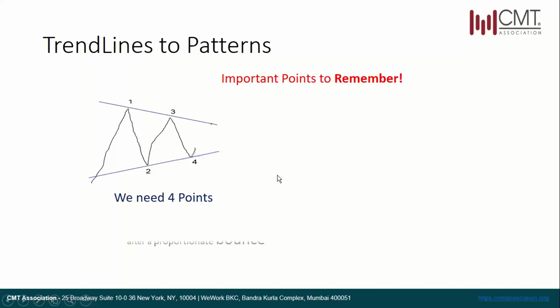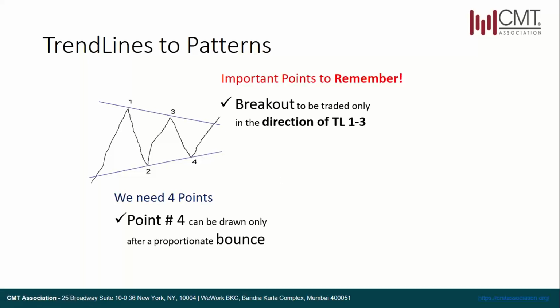Now the other thing is that when it comes to the breakout, just try to remember that normally the breakouts should be found in the direction of the trend line joining points 1 and 3. So here, if the highs are point number 1 and 3, if these are the 2 points forming the highest points, then in this case this would be the breakout point. So the breakout is happening in the direction of the trend line joining 1 and 3.